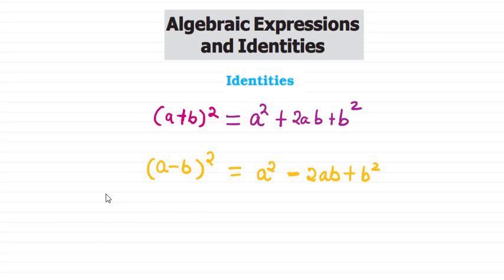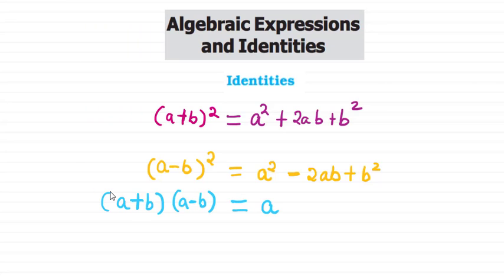If you know these identities, you can directly use them. Now there is another very important identity, which says a plus b into a minus b. If you are multiplying like terms where the only difference is the sign, plus in the first and minus in the second, you can simply write it as the square of the first term minus the square of the second term. This you can use in your questions.